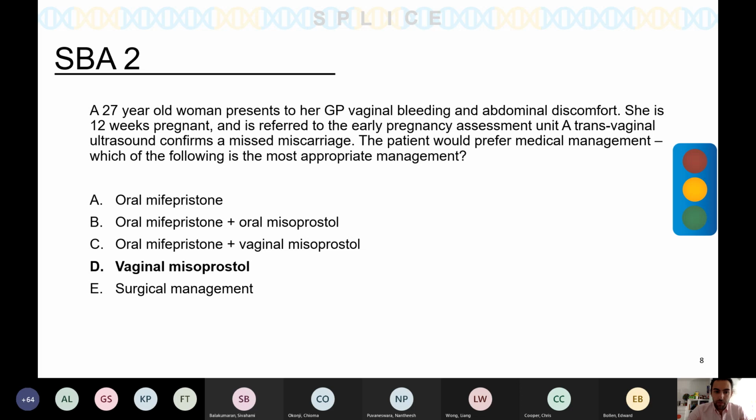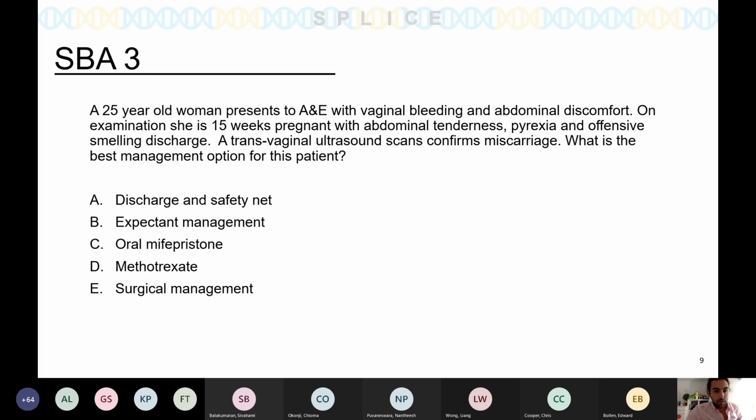Oral mifepristone can also confuse people because they sometimes add them together. But NICE actually don't recommend this for the UK. It's more like in the US where they do that. Basically, the vaginal misoprostol helps the uterus contract and expel the tissue. So just a little fact you need to know. All right, next.